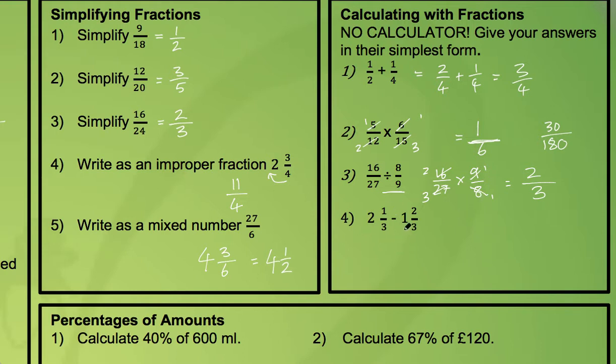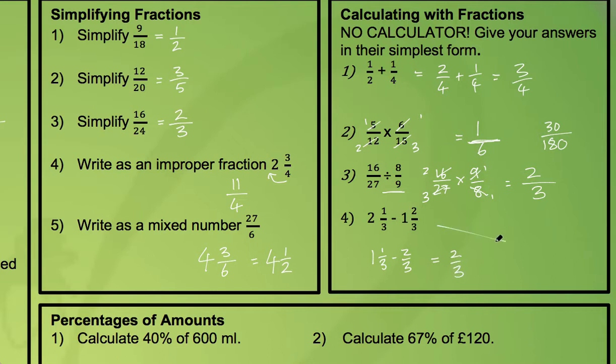2 1/3 minus 1 2/3. Probably want to deal with the whole numbers first. 2 minus 1 is 1, and then I've got 1/3 minus 2/3. So that gives me 1 minus 1/3. 1/3 minus 2/3 is minus 1/3. So that gives me down to 2/3 as an answer.